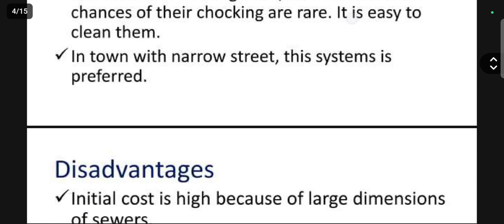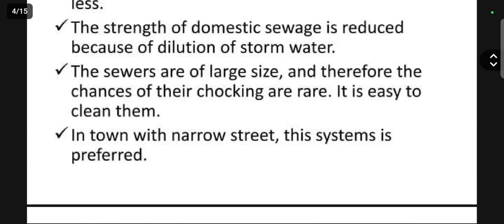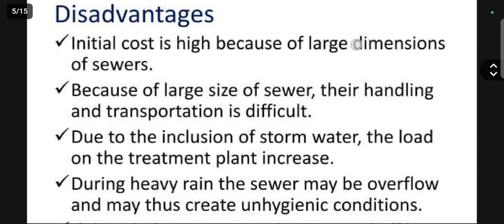Okay, and next, coming to disadvantages. See the last point, the system is preferred in towns with narrow streets. Next, in the initial stage, the cost of construction of this pipeline is very high because the dimensions of the sewers are very large. And because of the large size of sewer, their handling and transportation is very difficult.